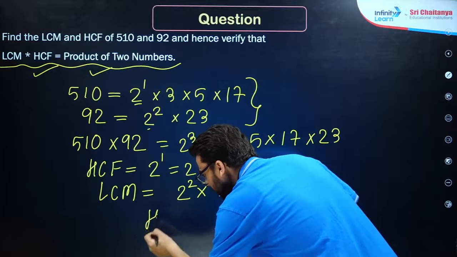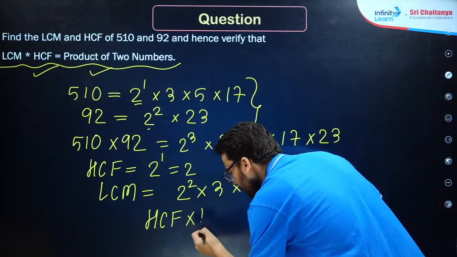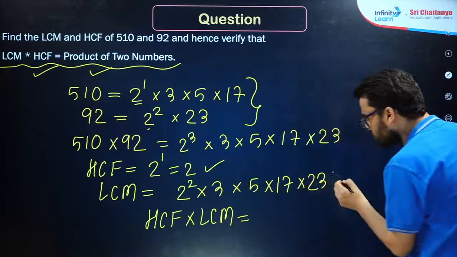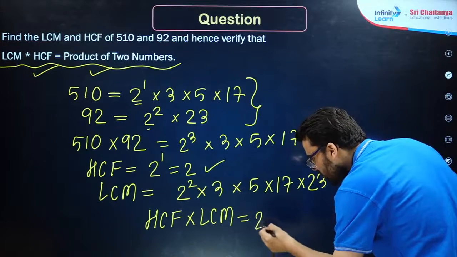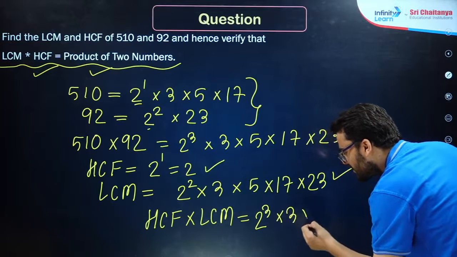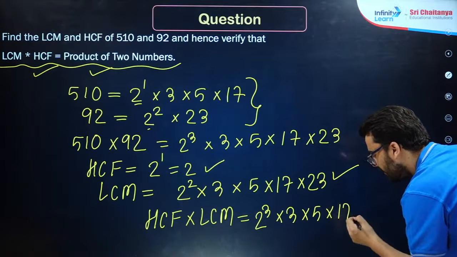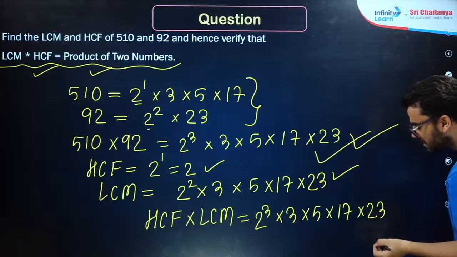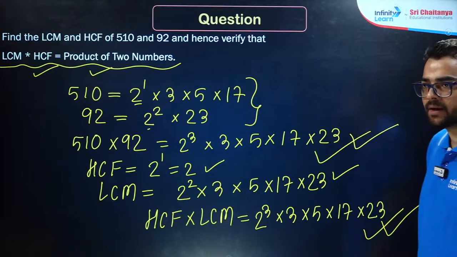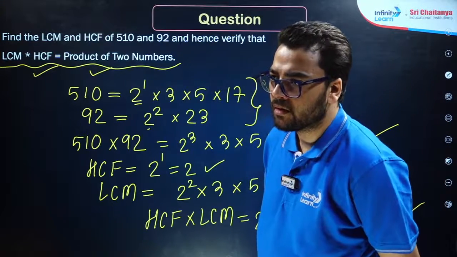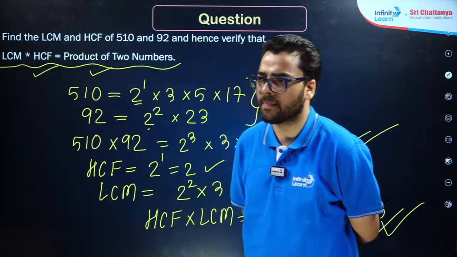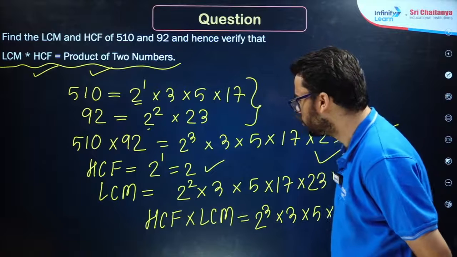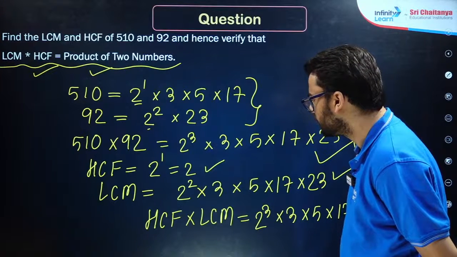Now what is the product of HCF and LCM over here? That is the product of these two. So 2 into 2 square is 2 cube. 3 will come as it is, 5, 17, 23. So you see, are we getting that the product of numbers is equal to the product of HCF and LCM? Are we getting that? Then also you can use the same method. The highest power of 2 is 2 cube. Okay, that is 2 cube. Wait.